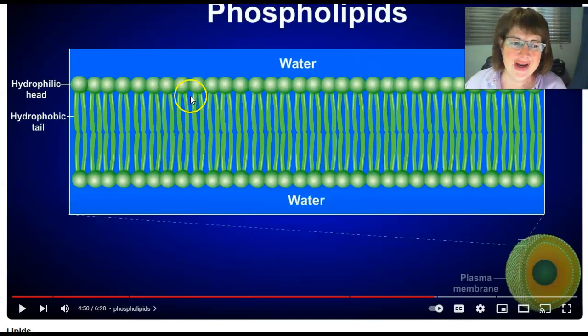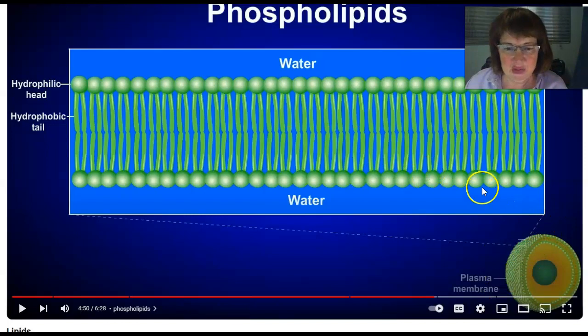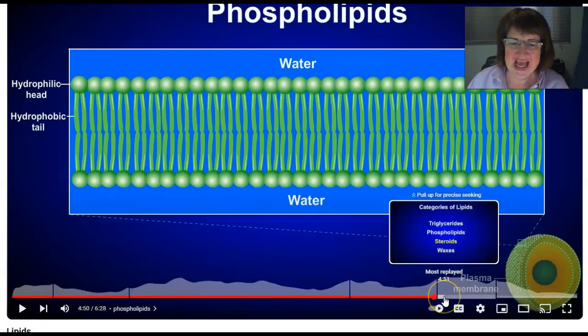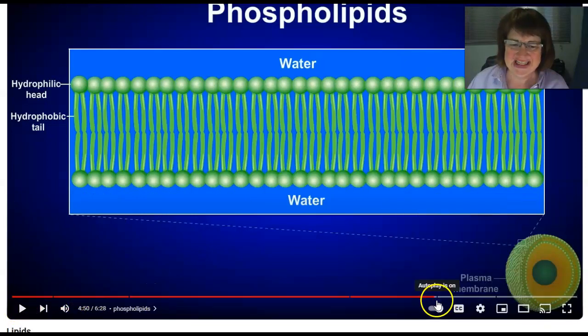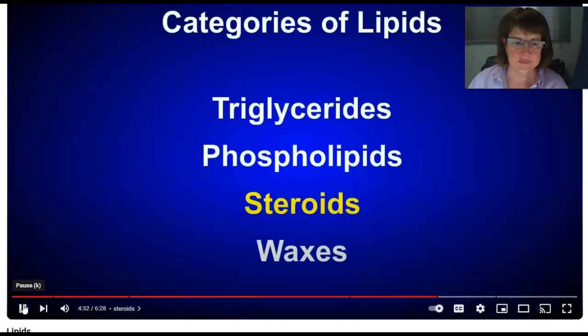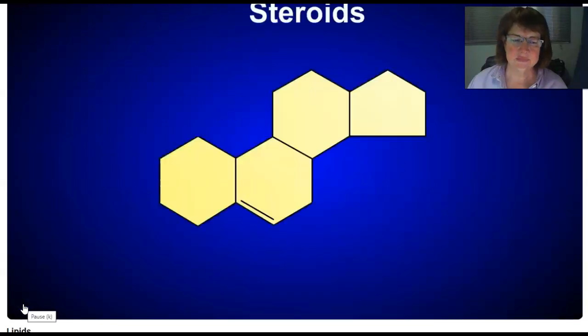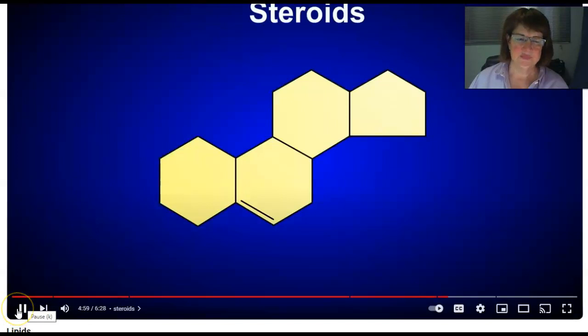When we look at membranes, this hydrophilic and hydrophobic is very important. So you will create a double phosphate phospholipid bilayer, which we'll talk about when we talk about the membranes. Very important. And the last group we're going to look at is steroids. Steroids are the next category of lipids. Steroids are composed of 4 fused rings of carbon to which different functional groups are attached.